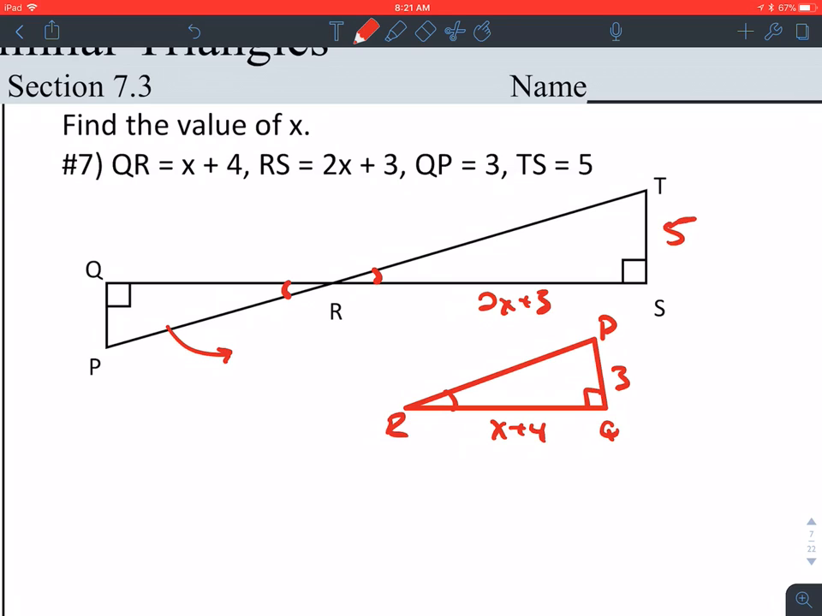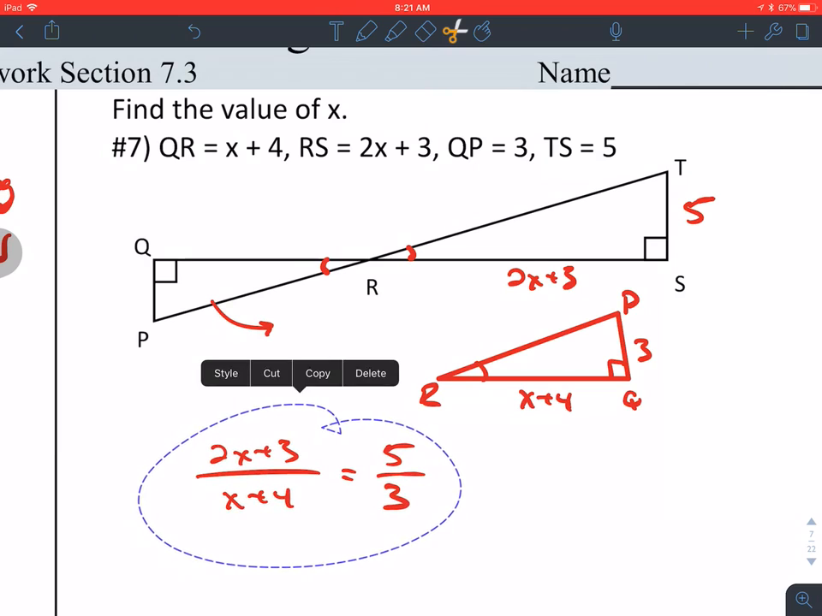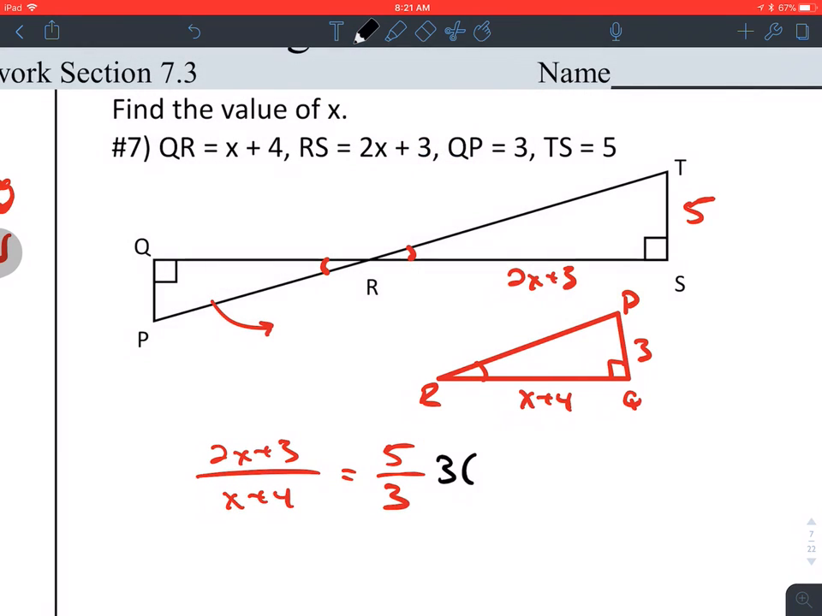Now these two triangles are similar because of the angle-angle similarity. Once again, angle-angle, angle-angle. Two angles of one triangle compared to two angles of another. So now we can make a proportion: 2x plus 3 over its corresponding side equals 5 over its corresponding side. We could multiply both sides of the equation by 3 times the sum of x and 4. That's the multiplication property of equality for real numbers. It says we can multiply both sides of an equation by the same thing.